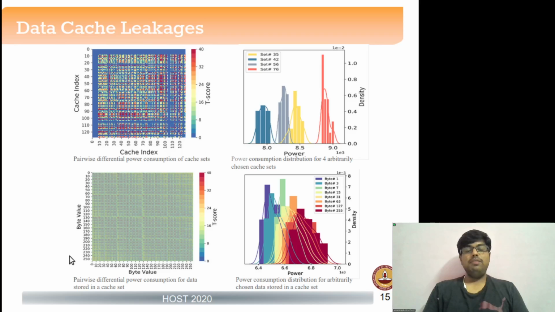In the second experiment, we placed different byte values on the same cache address and measured the power consumed by different data values on each cache set. We compared these differences between the power distributions using the same t-test, and the t-score here ranges from 0 to 40. As we see here, there are multiple regions that have a leakage score of more than 4.5, and this is the corresponding power distribution plot. So with this experiment, we can summarize that the addresses of the data cache are more vulnerable than the data being stored in the data cache.